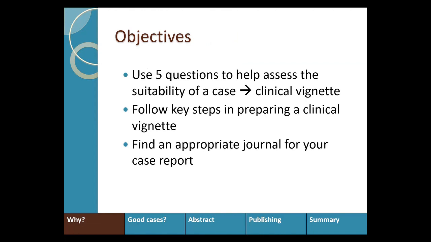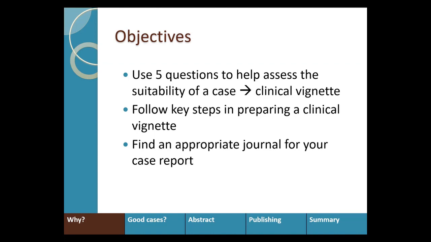The three objectives today: to use 5 questions to help assess the suitability of a case for a clinical vignette, following key steps in preparing a clinical vignette, and finding an appropriate journal for your case report. And I should mention here that as I talk about case reports today, I'm really referring to a stepwise process of finding a case, usually writing it up as an abstract or a clinical vignette for a professional society meeting, and then taking the next step to publishing it as a case report in a journal.